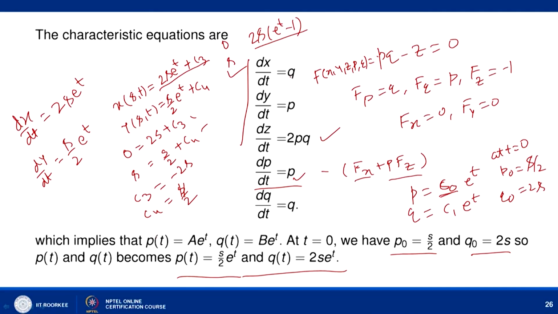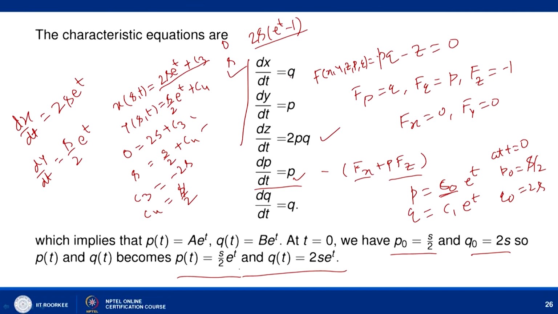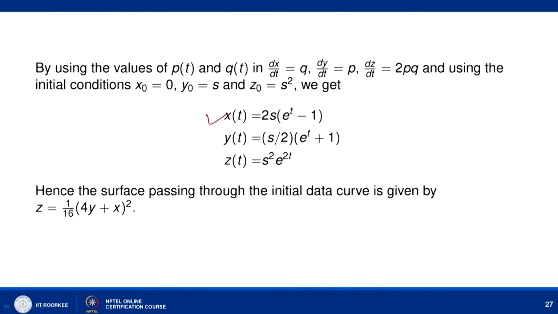Similarly, you can get your y of s, t. So, let us look at here. x of s, t is 2s times e to the power t minus 1, y of s, t is equal to s by 2 times e to the power t plus 1. Similarly, once we have the value of p and q, which we have already obtained, you can get dz by dt equal to 2pq, that we can solve and you can get z of s, t equal to s square e to the power t. So, this is the integral surface given in 2 parameter family.